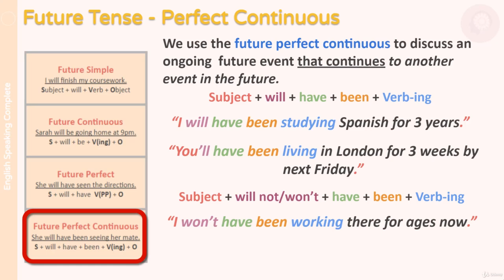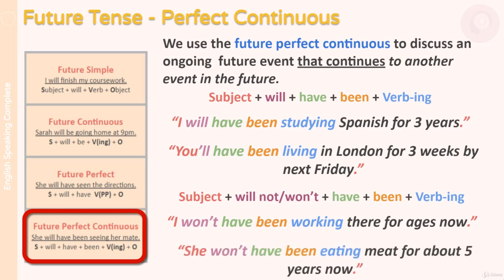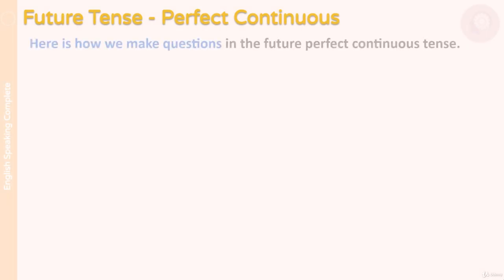I won't have been working there for ages now. She won't have been eating meat for about 5 years now. So 2 examples of a negative form here. And again, please do use won't. It just sounds better.